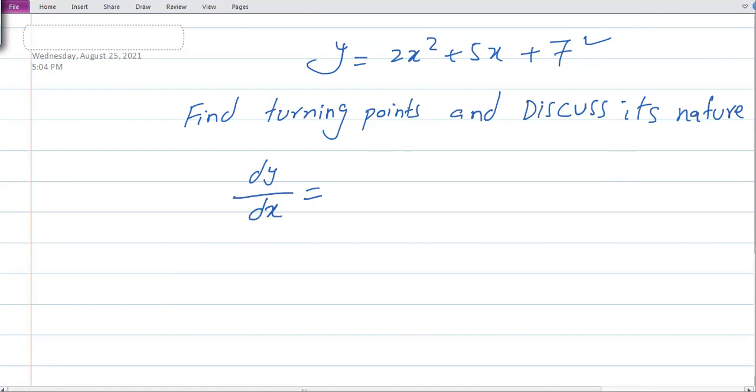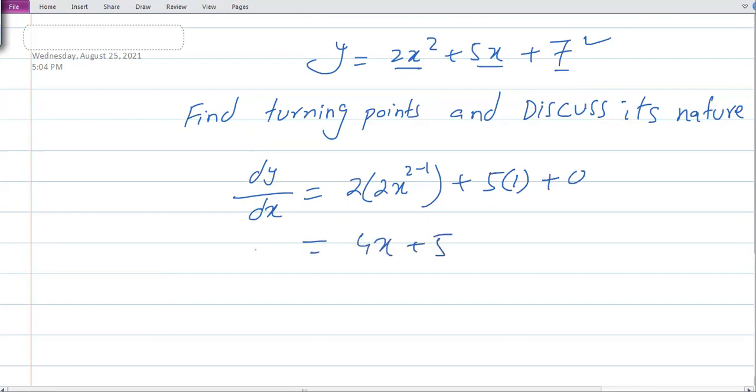Because first you have to find the turning point, then you will discuss the nature. So what will be dy over dx for this one? Using the power rule, plus for this one, what will be the derivative? Sorry, it will be 5 into 1 plus for this one is 0. So we will have 4x plus 5. This is dy over dx.